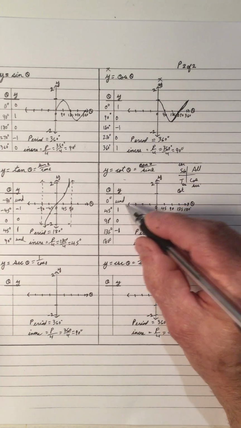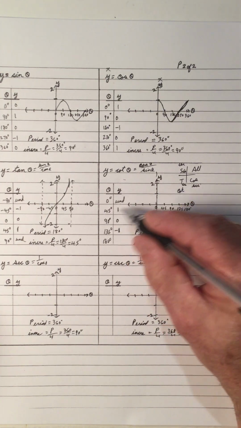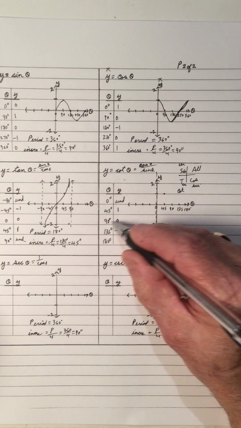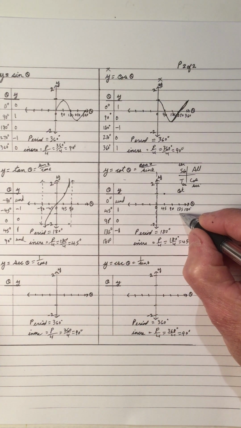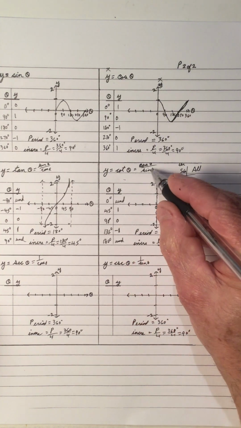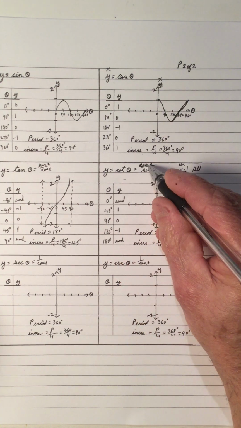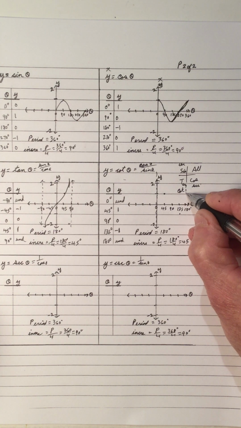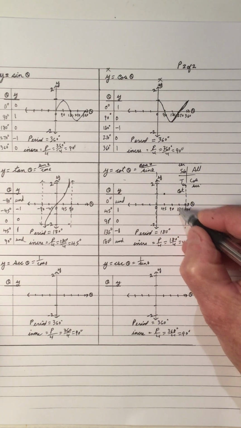Anyway, it's undefined at 0, which is here. The cot of 45 is 1. The cot of 90 is 0. The cot of 135 is negative 1, which is here. And it's undefined right here at 180, because the cos of 180 is negative 1 and the sine of 180 is 0. Negative 1 over 0 is undefined. So there it is: 1, 0, negative 1.